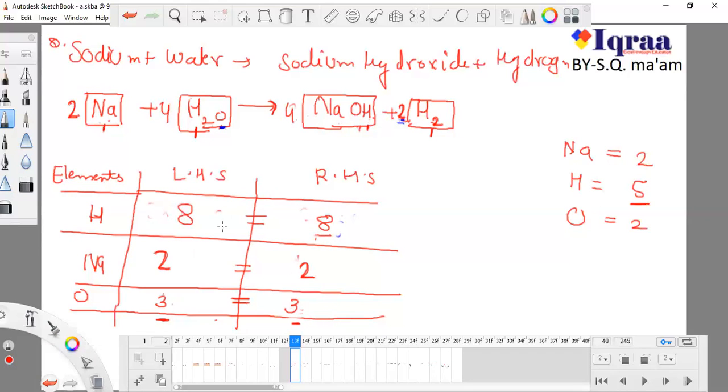Then what about the number of sodium? I can change the number of sodium again and I will write 4. So the number of sodium will again change. I just need to balance this. I can do anything for balancing. What about oxygen? Look at there, the oxygen is 4 here and the oxygen is again 4 here, you can see.